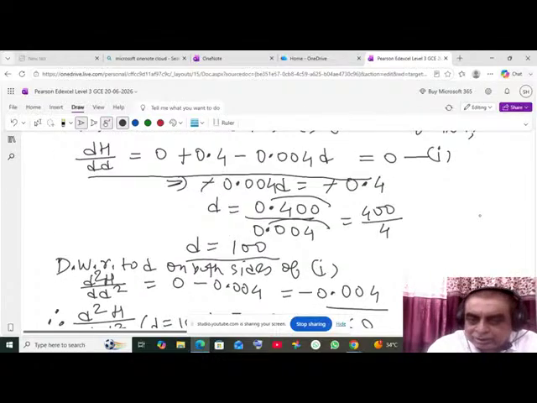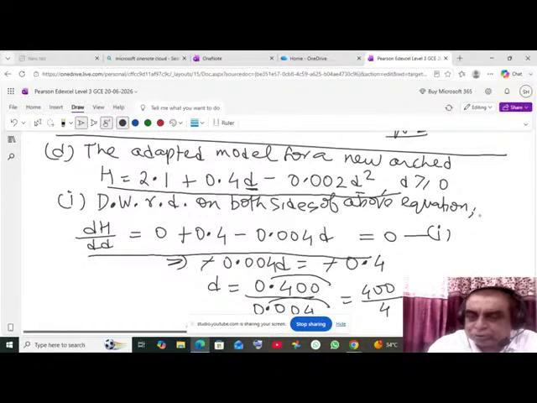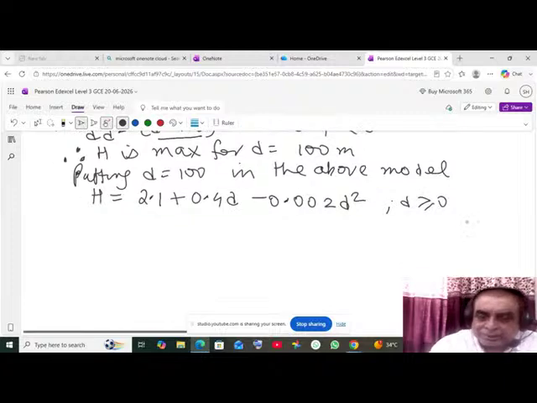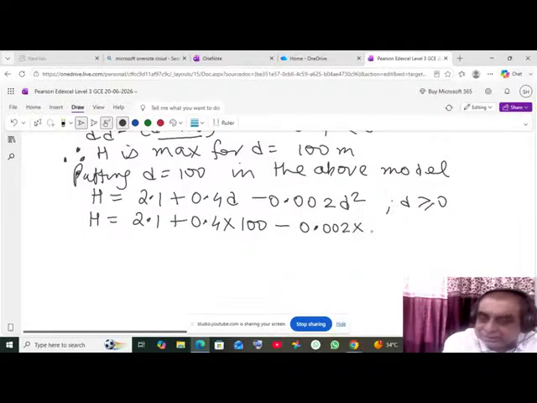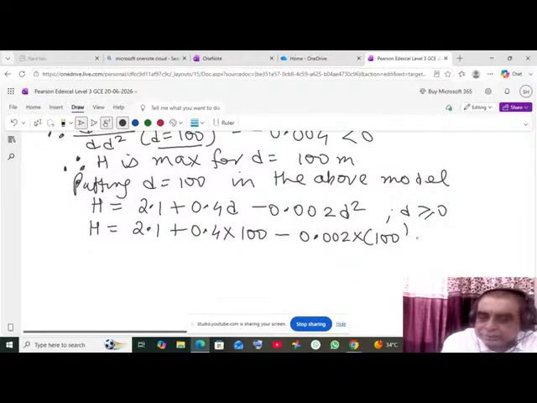So in this model, you will put the value of d as 100. On solving, whatever value of h we get will be the maximum height. So here 2.1, and in place of d you write 100: 0.4 multiplied with 100, minus 0.002 multiplied with d squared.